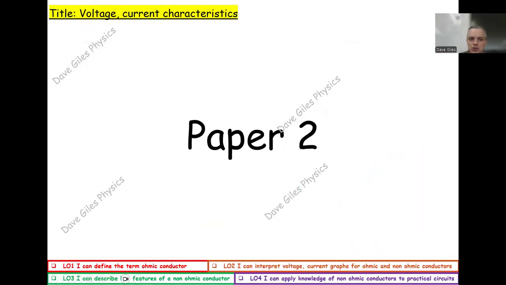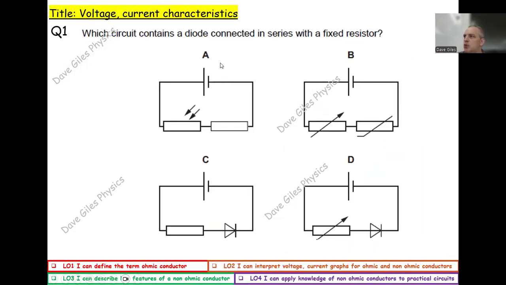So we'll have a look at some paper 2 questions. Which circuit contains a diode connected in series with a fixed resistor? So we can see we've got diodes in C and D. However, D has got a variable resistor here. So the answer is C. Very easy question to start us off.